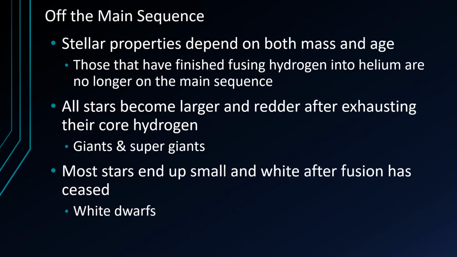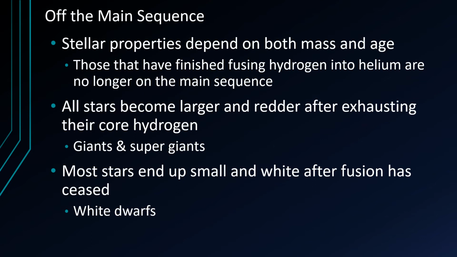So when we're off the main sequence, our stellar properties depend on both mass and age. For those that have finished fusing hydrogen and helium, they are no longer on the main sequence. They'll be expanding and changing what they're fusing, but all stars do become larger and redder after exhausting their core hydrogen. And so they'll become giants and supergiants.